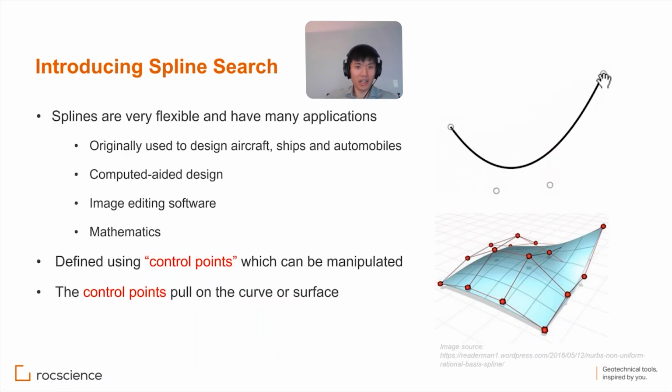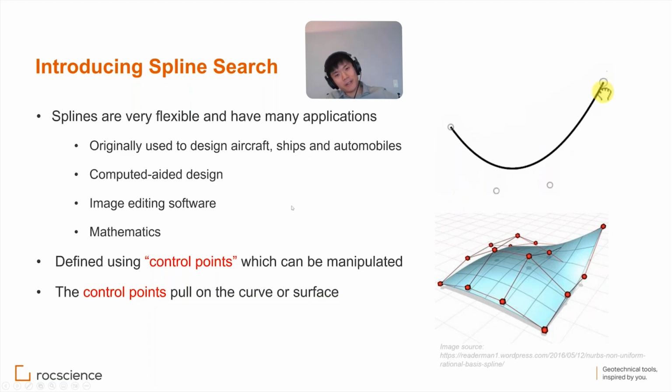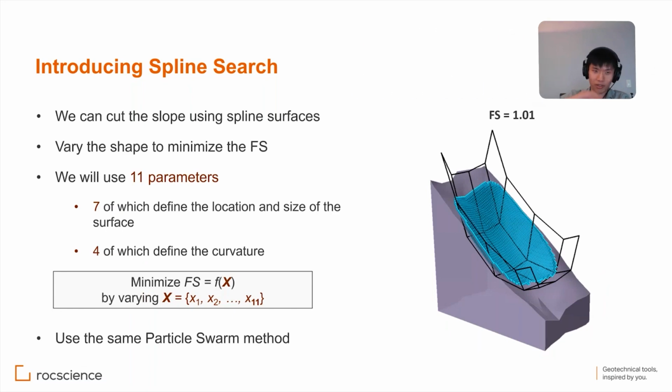Just so everyone knows, a spline is essentially a set of weighted points which kind of gravitationally pull the surface towards them. As you manipulate these points, the surface becomes very flexible, and it can move to whatever you want. It's used in many different applications. In this case, we're going to use these control points to push and pull our slip surface to find the minimum factor of safety. So we're formulating the problem just like we did before, except this time our objective function is a function of 11 parameters.